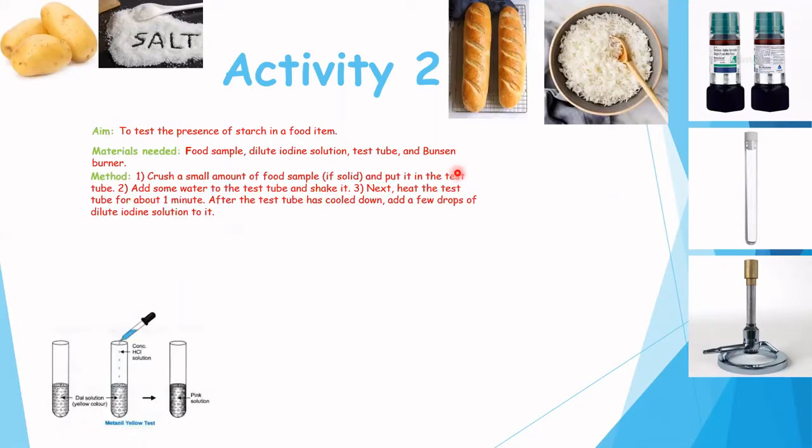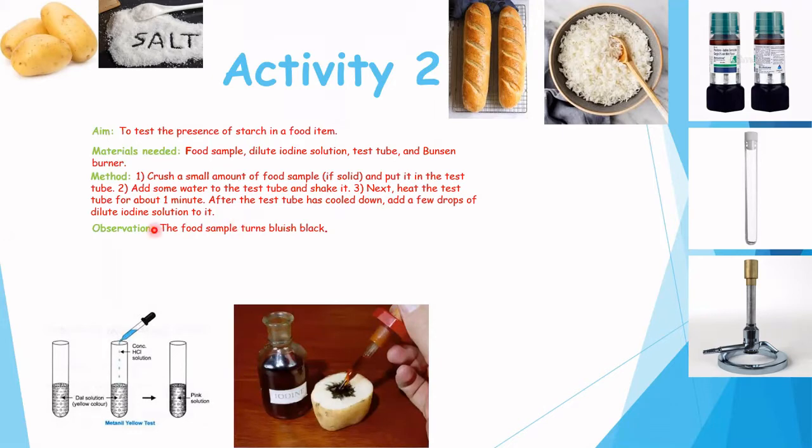Method: we have to crush a small amount of food sample if it is solid and put it in the test tube. Then we have to add some water to the test tube and shake it. Then we have to heat the test tube for about 1 minute, and when the test tube has cooled down, we have to add a few drops of dilute iodine solution or betadine to it. Observation: the food sample turns bluish black. So here you can see in this image the food sample, which is potato, turned bluish black after adding iodine.